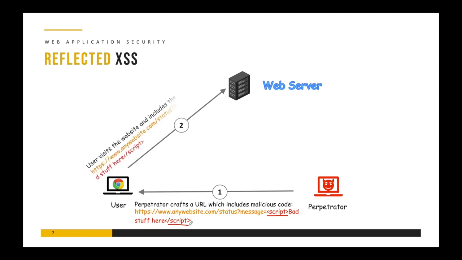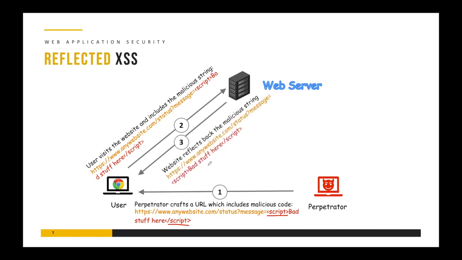So when they click it, now the attack happens in two steps. It doesn't happen directly. When the user clicks this link, he's sent to the web server, and then this web server simply reflects back this string, and then this URL gets loaded into the browser of the user, and then it attacks the user, which for example is stealing their credentials, stealing confidential information or session data.